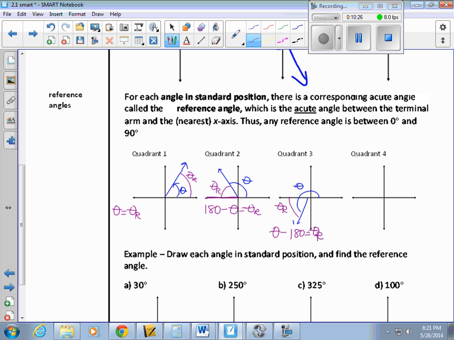Quadrant 4 then. So my angle could be something like that. So that means it's gone all the way. It's starting from here and going around to there. So that's theta. My reference angle again is between the terminal arm and the nearest x-axis. So that's my theta r. So then my reference angle is going to be 360 degrees minus theta.